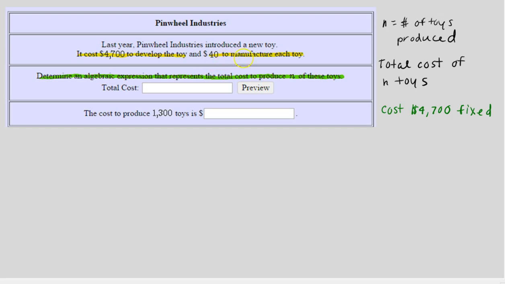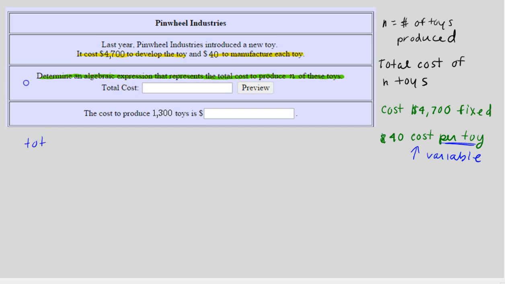However, it's $40 to manufacture each toy. So, $40 cost per toy. Remember, whenever you see this per information, that is more than likely, but not always, a value that's varying. So it's $40 cost per toy, and we're going to say that this is variable. And again, by that I mean, since the number of toys varies, this cost in total can vary. So the $40 is fixed, that doesn't change, but the total cost depends on the number of toys that are produced. So now let's try to write out in words what this would be.